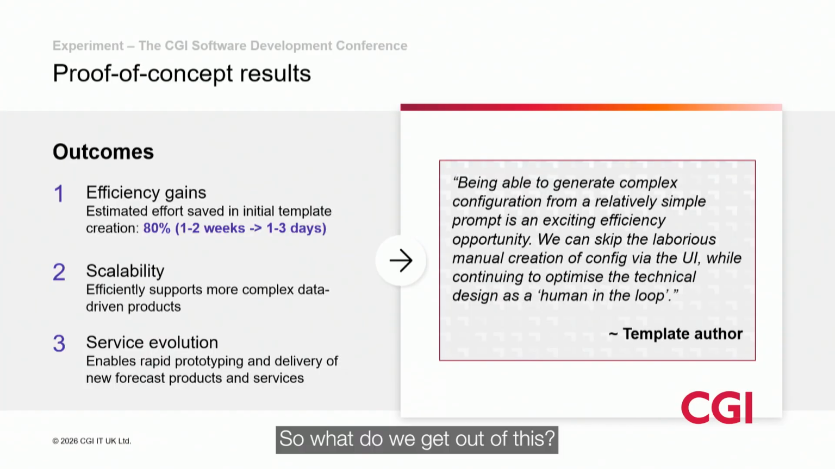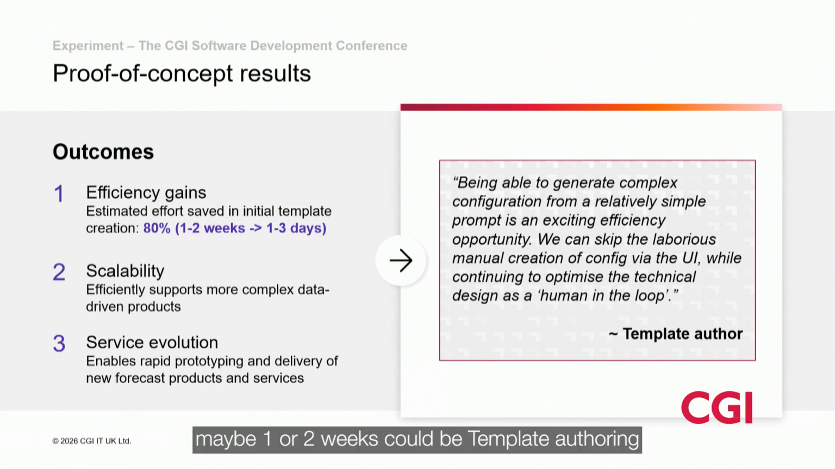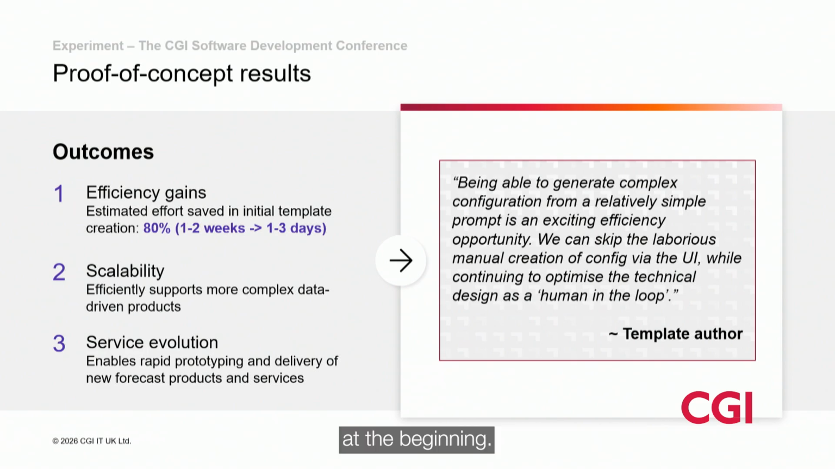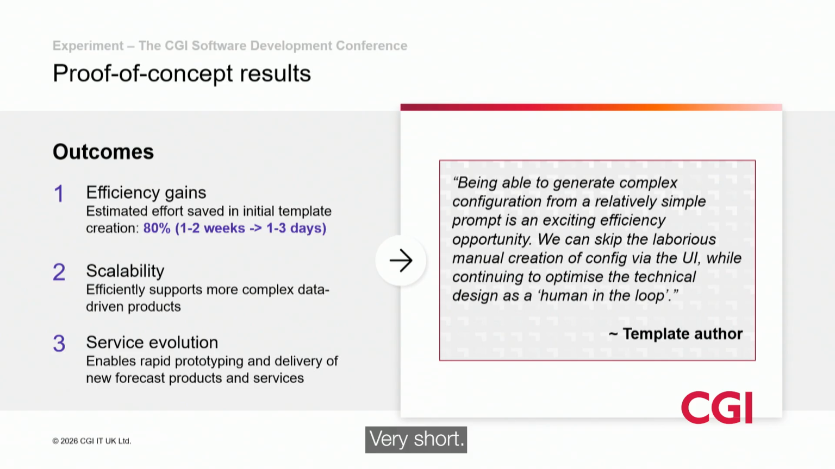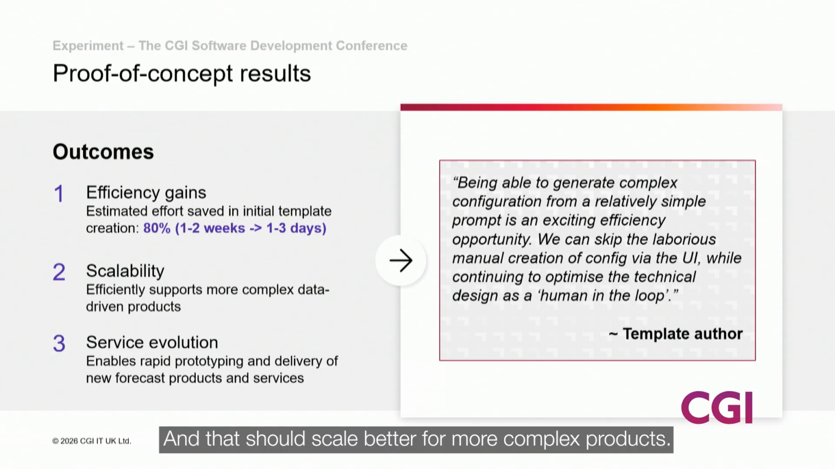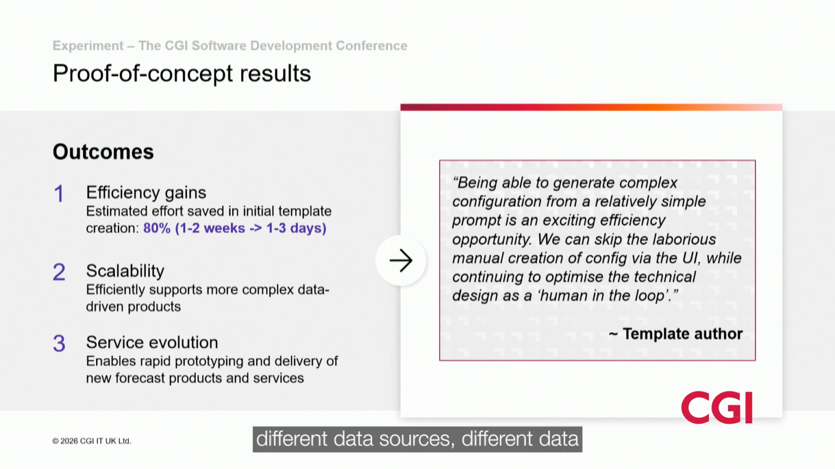So what did we get out of this? Our template authors are quite excited by it. They think that this could save quite a lot of time. So from that 6 to 8 weeks, maybe 1 or 2 weeks could be template authoring at the beginning. We think that could be reduced down very, very shortly. Very short, yeah, to a small number. And that should scale better for more complex products. So when you've got different tables, different data sources, different data types, different output types, this should get a lot easier to work with.